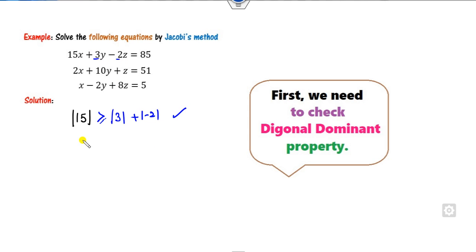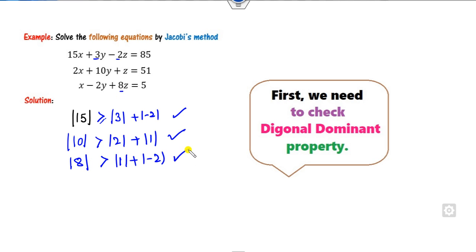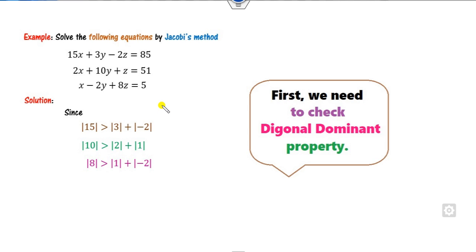Yes. Similarly, look at the second one, 10. Is it greater than 2 plus 1? Yes. Look at the third one. The third diagonal value is 8. Is it greater than or equal to 1 plus minus 2? Yes. So since all these three equations are satisfied, we can say this is diagonal dominant. Hence, once it's diagonal dominant, if you apply the Jacobi method, it will give a convergent solution.